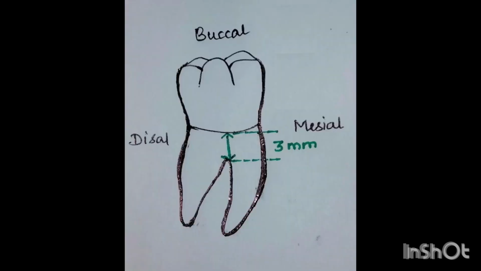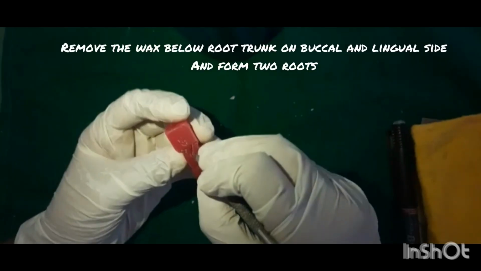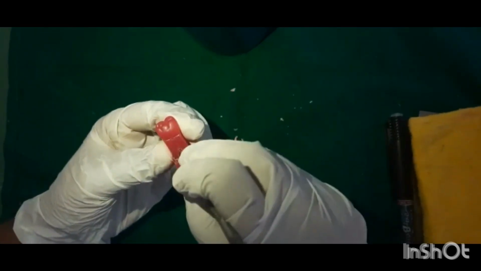The undivided portion of the root is called the root trunk, and the buccal root trunk is 3 mm and the lingual root trunk is 4 mm. Remove the wax below the root trunk on both buccal and lingual side to create a through and through opening in order to separate the two roots.